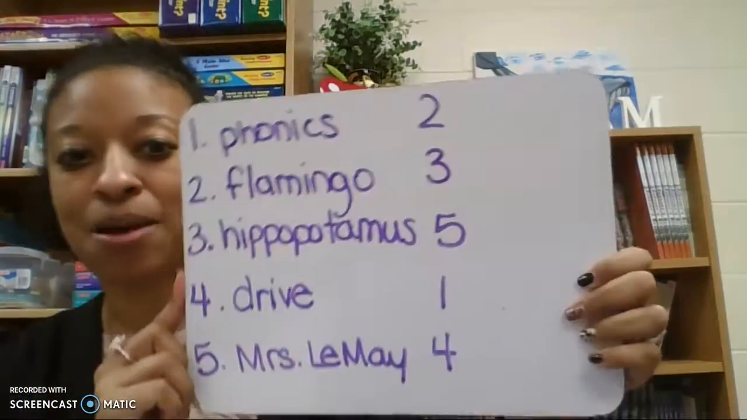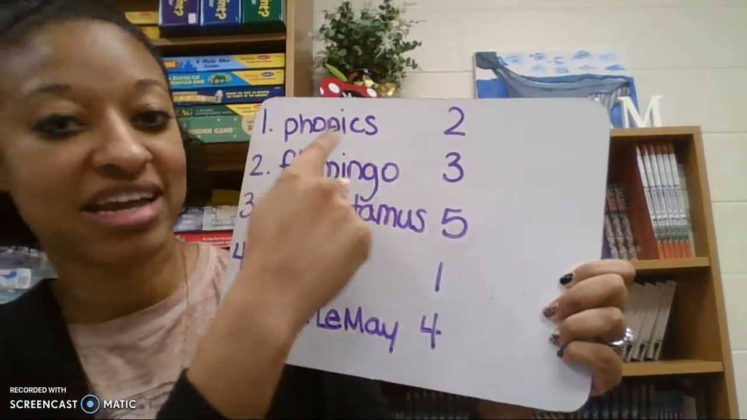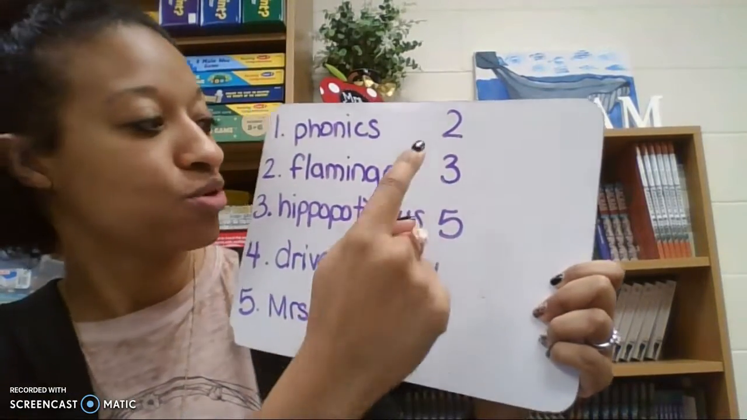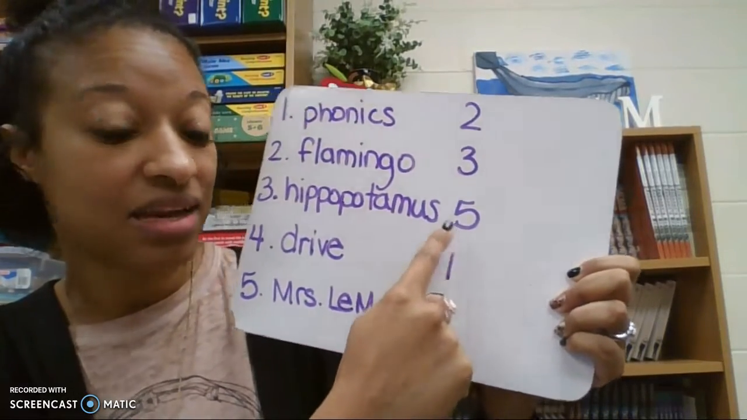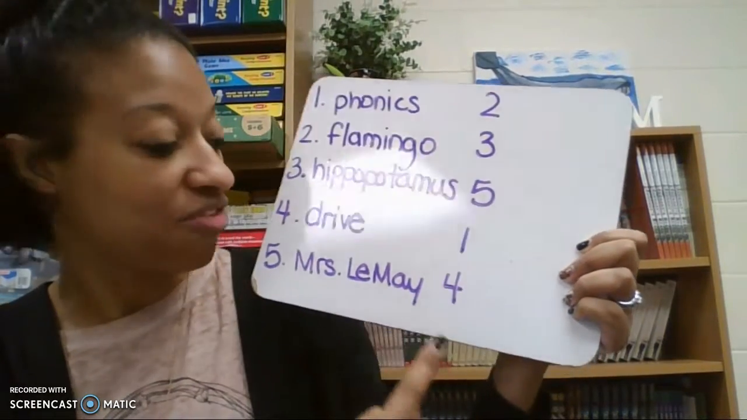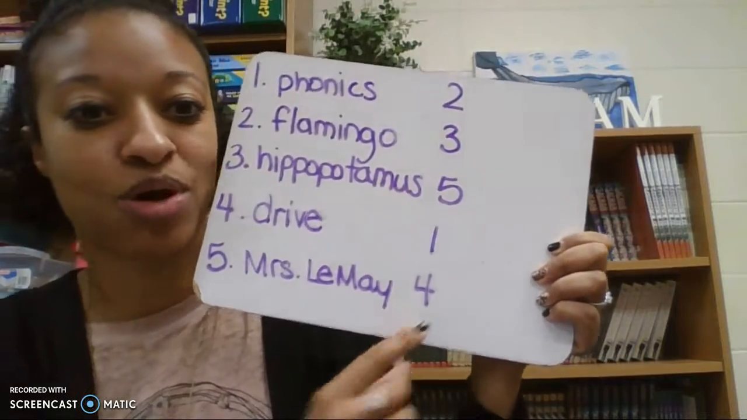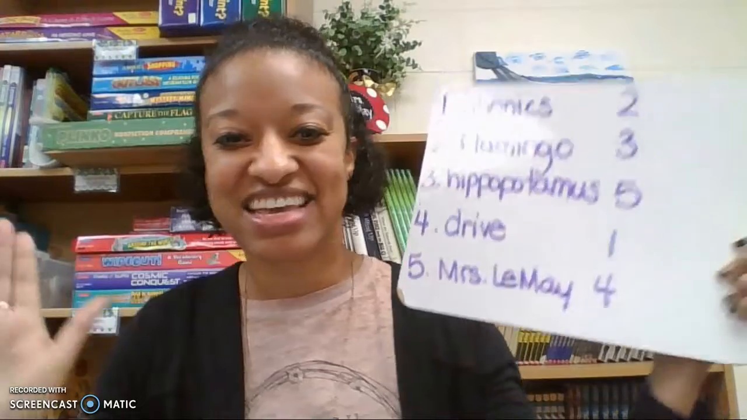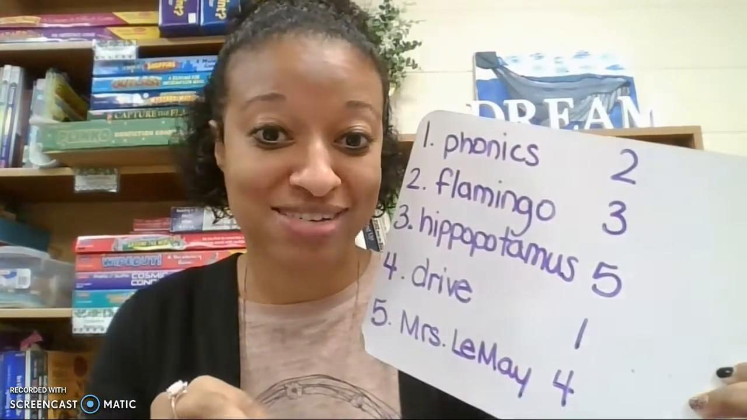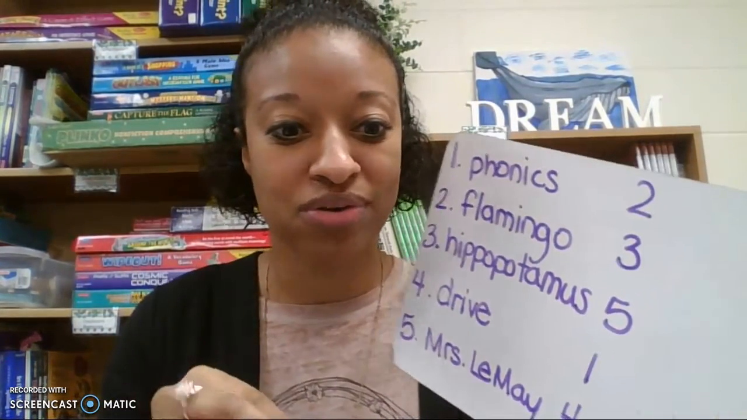Okay, now it's time to check your answers. Here we go. Okay, number 1, phonics had 2 syllables. Number 2 had 3 syllables. Number 3 had 5 syllables. Number 4 had 1 syllable. And number 5 had 4 syllables. If you got them all right, do a silent dance in your seat because you're a pro. If you didn't get them right, I hope you keep practicing, okay, so that you can become a pro and you can do a little dance just because dancing is fun. But make sure you be silent about it so you don't drive your teachers crazy.